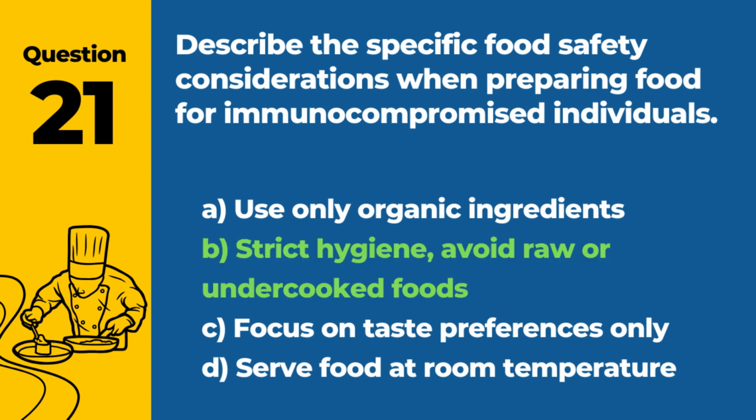Answer B. Strict hygiene. Avoid raw or undercooked foods. When preparing food for immunocompromised individuals, it is crucial to practice strict hygiene and avoid raw or undercooked foods to minimize the risk of foodborne illnesses that they are more susceptible to.